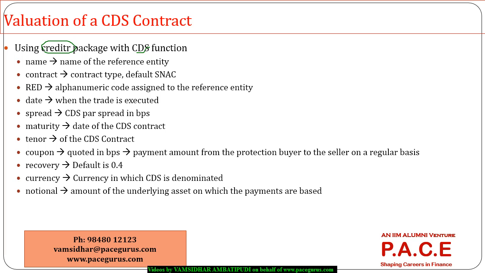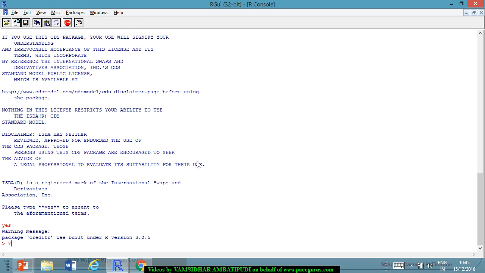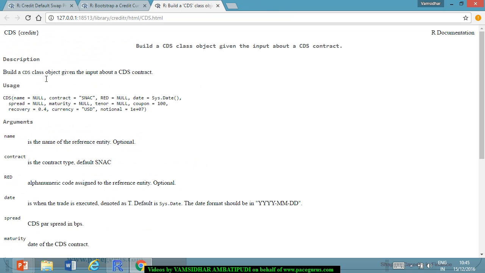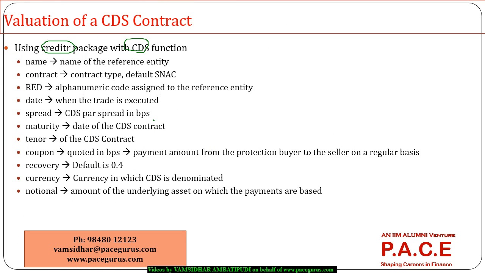Now in this we are using a function called CDS. So let me type what it means. It's building a CDS class object given the inputs about the CDS contract. Some of the inputs that we give for the CDS contract: one, the name of the reference entity, probably some XYZ company. It's actually optional. I don't need to give it. The contract type, the default is SNAC, which is the standard North American contract, which we are bringing in out here. The RED is again an optional code for the reference entity. So all these things are typically optional.